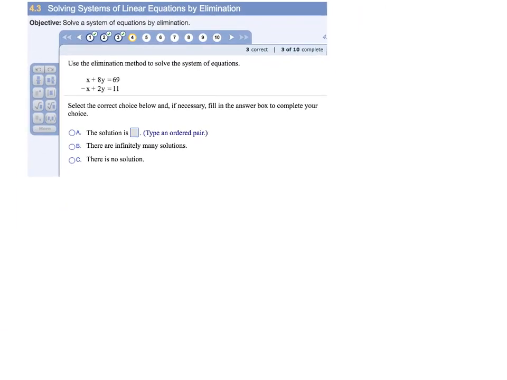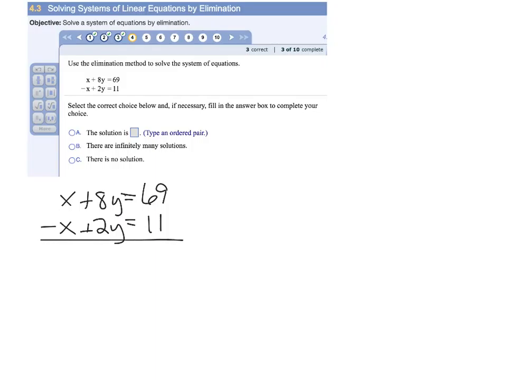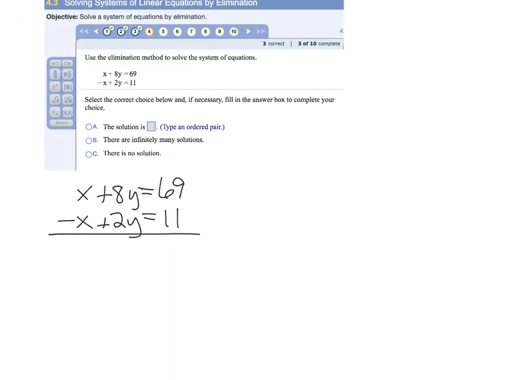All right, this time we've got x plus 8y is equal to 69, and then we've got -x plus 2y is equal to 11. I'm going to look for opposites, and sure enough, I see that the x's are opposite. So I'm going to add these two rows together. The x's cancel, and that leaves us with 10y is equal to 80. So I'm going to divide both sides by 10, and now I get y is equal to 8.